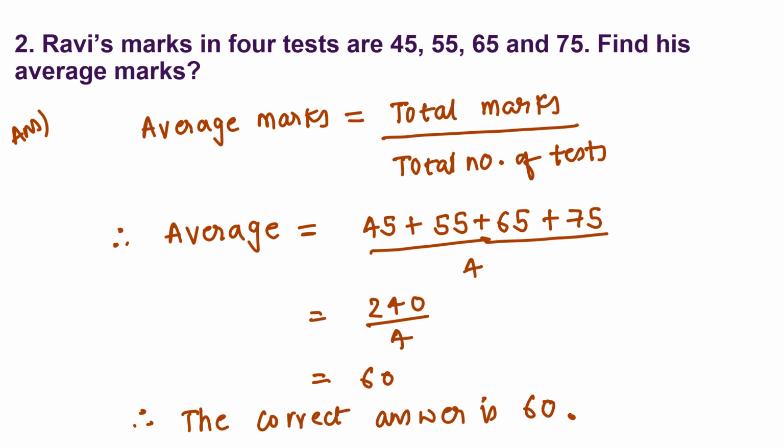The second problem is Ravi's marks in 4 tests are 45, 55, 65 and 75. Then find his average marks. We know that the formula for average marks is equal to total marks divided by total number of tests. Therefore, average is equal to 45 plus 55 plus 65 plus 75 divided by 4, which is equal to 240 by 4, which is equal to 60. Therefore, the correct answer is 60.